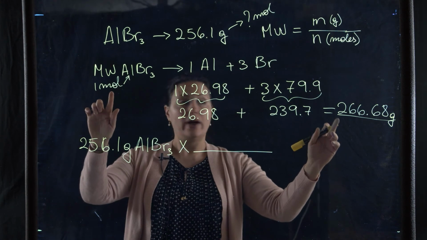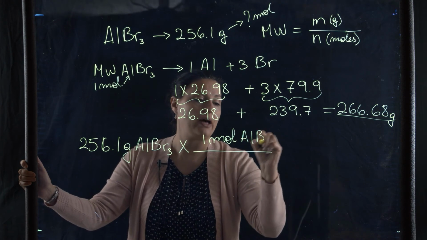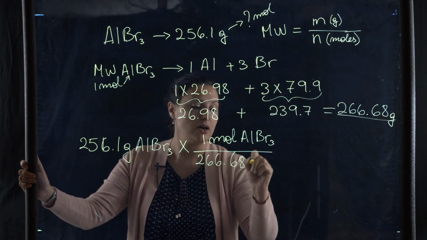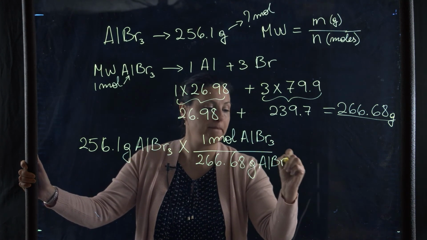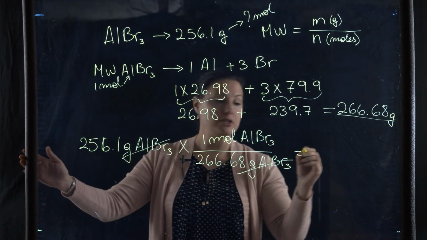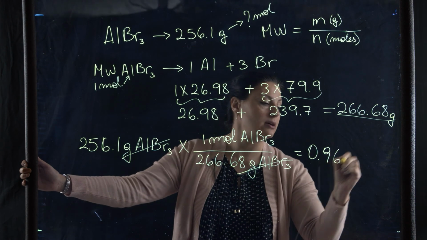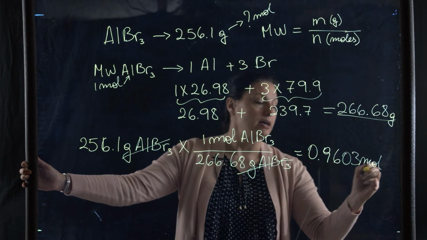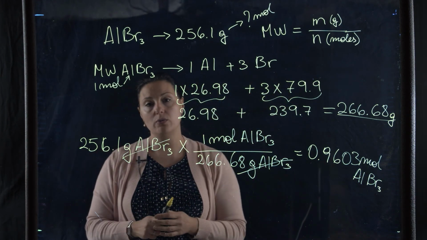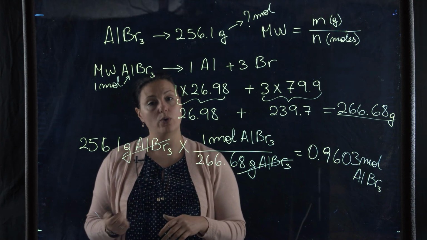Therefore, I know 1 mole equals that much. So 1 mole of aluminum bromide goes on top, and 266.68 grams of aluminum bromide on the bottom. My grams here will cancel, and if you do the division, you should still get 0.9603 moles of aluminum bromide. The same number, just a slightly different setup. It's up to you which one you want to use, but I wanted to show you both. Okay, I will erase this, and then we will work on the last slide.